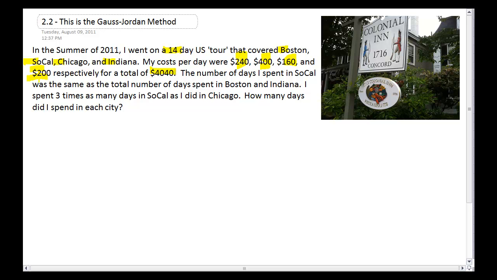Then we have some information. The days I spent in SoCal was the same as the number of days in Boston and Indiana. Total days in Boston and Indiana. And also, I spent 3 times as many days in SoCal as I did in Chicago.